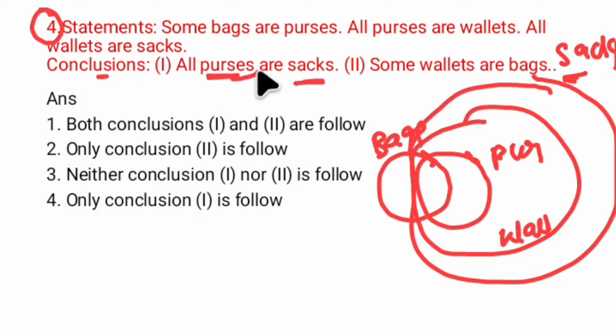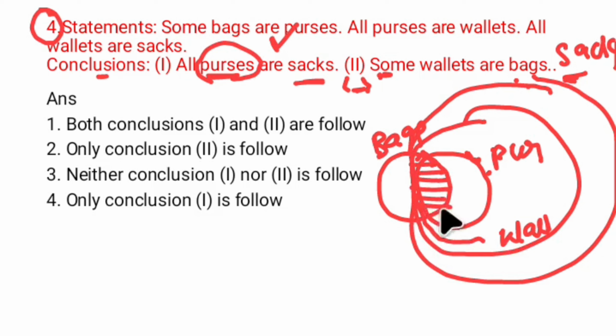And the conclusions: all purses are sacks means what? Purses should be completely within sacks. So all purses are within sacks. Therefore, conclusion 1 is correct. And conclusion 2, some wallets are bags. Some means there must be some connection. If you see wallets, this is the wallet, and if you see the bag, yes, this is bag. So there is a connection between wallets and bags. So conclusion 2 also follows. So the correct answer is both conclusion 1 and conclusion 2 follow. Therefore option 1 would be the correct option for question number 4.